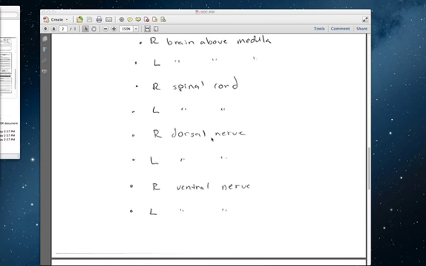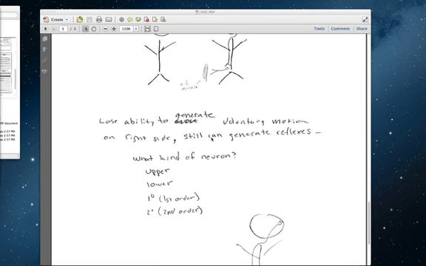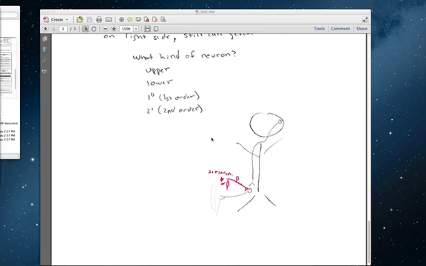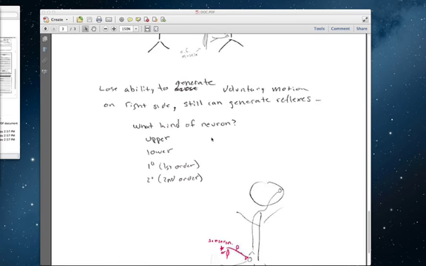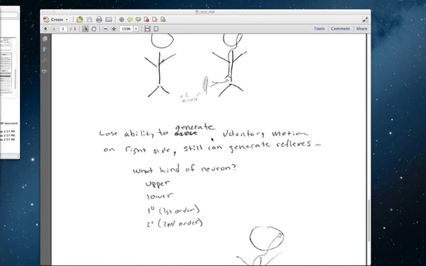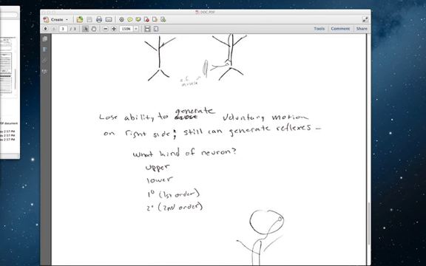Last one, let's go to the motor pathways. All right, so here, you lose your ability to generate voluntary motion on the right side.